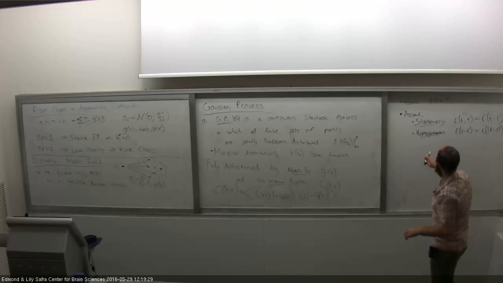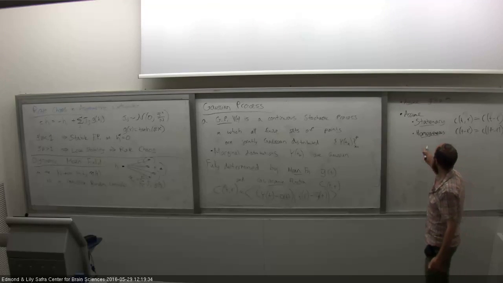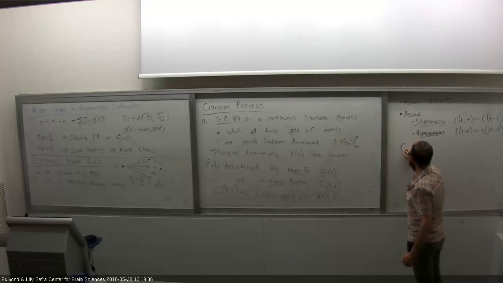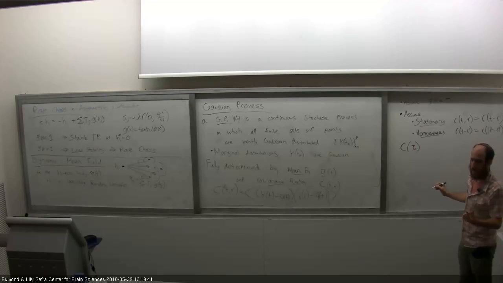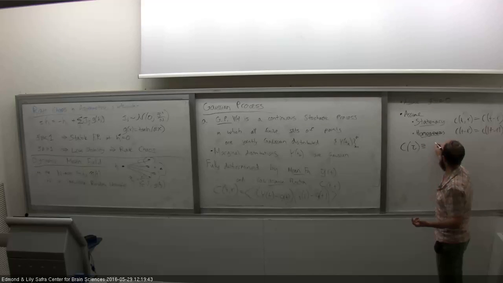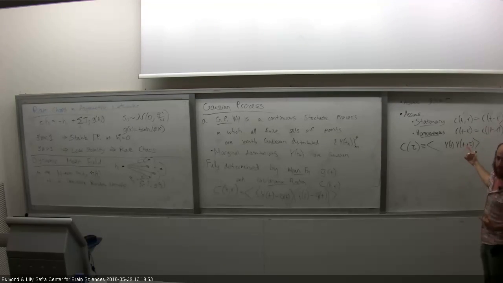Okay, and in that case, and I'm going to use notation a little bit different than Jonathan's, I hope it doesn't confuse you, we can write C of tau. Tau is the time difference, and that's defined as the average of y at time t times y at time t plus tau. And it's going to be symmetric, so we could take t plus tau or t minus tau, and by our assumption of the structure, it's equivalent. So that doesn't matter.